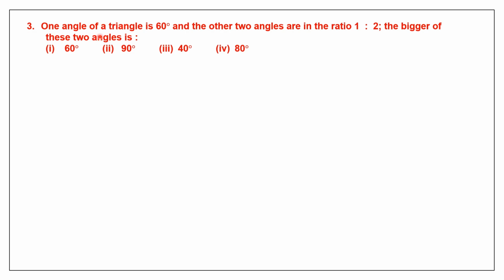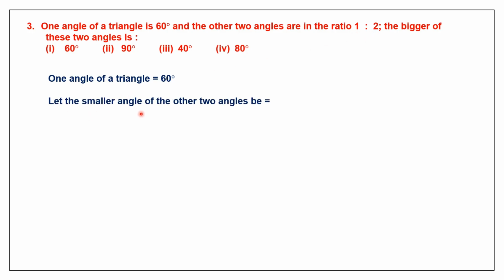Question 3. One angle of a triangle is 60 degrees and the other two angles are in the ratio 1:2. Now the bigger of these two angles, what is the value, is the question. So let's write down what's given to us first. One angle of a triangle is 60 degrees. Now the other two angles are in the ratio 1:2.